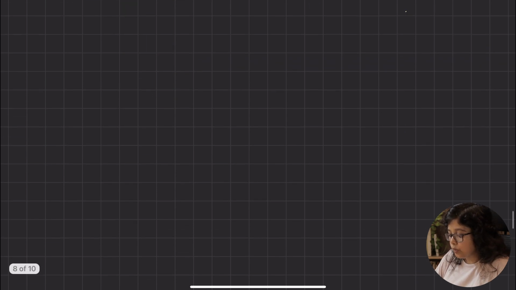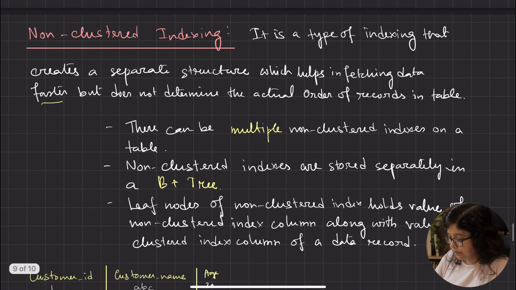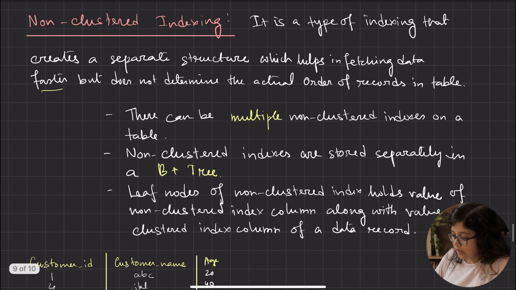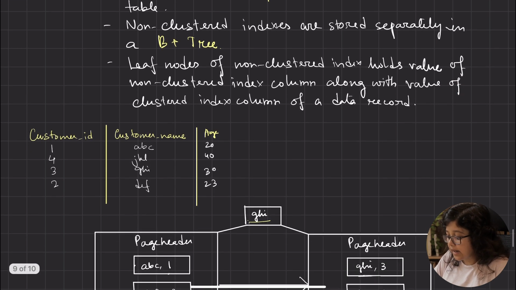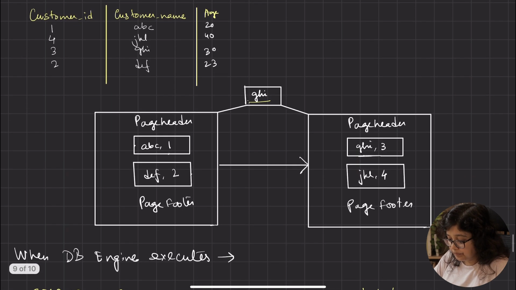Now let's go to non-clustered indexing. Non-cluster indexing is a type of indexing that creates a separate structure, and it helps in fetching data faster but does not determine the actual order of the records in the table. Let's take one example to understand it in a better way.